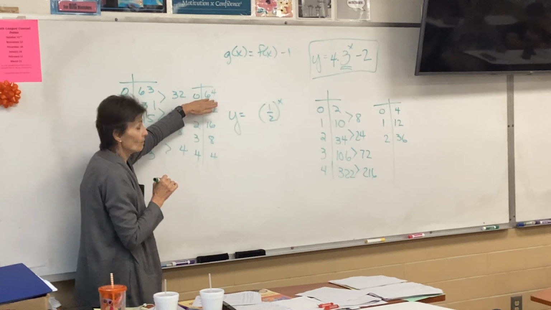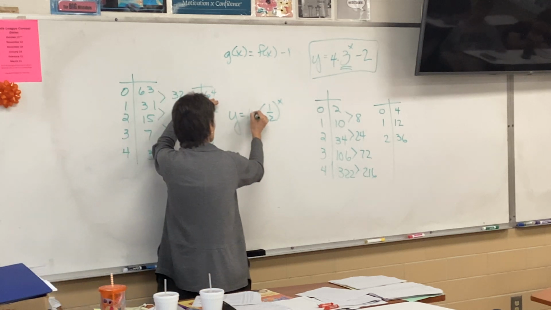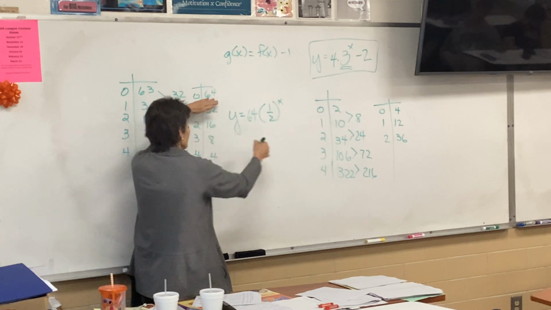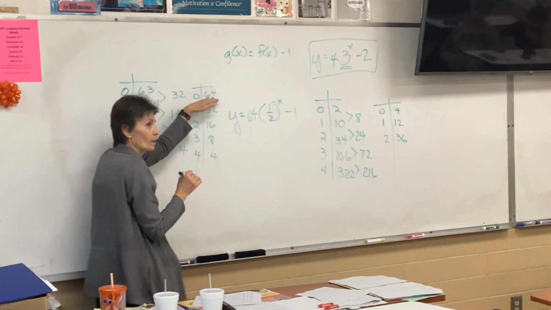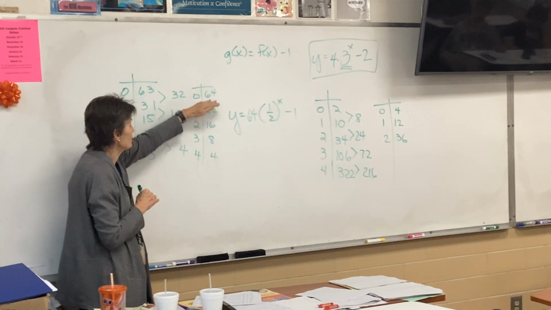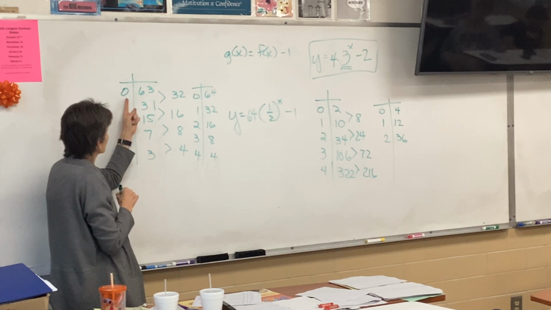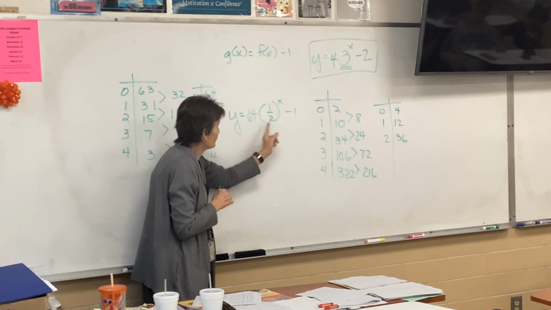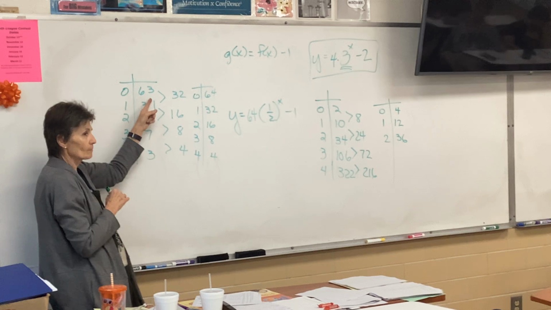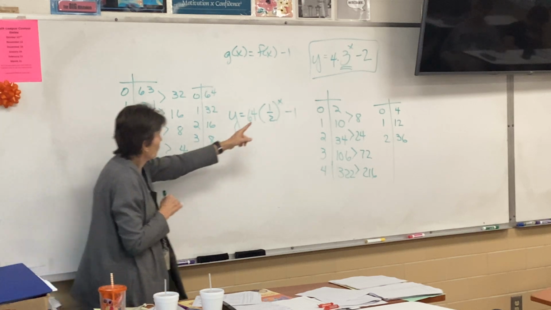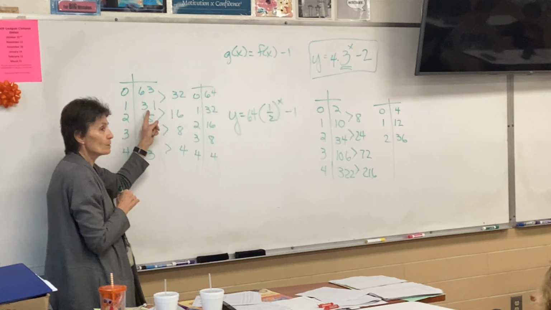Our initial value is 64. And since we added 1, we're going to go backwards, so we'll subtract 1. Let's check it out, make sure we're right. Go back to the original points. If I put in a 0, do I get 63? And if I put in a 1, do I get 31? That looks good.